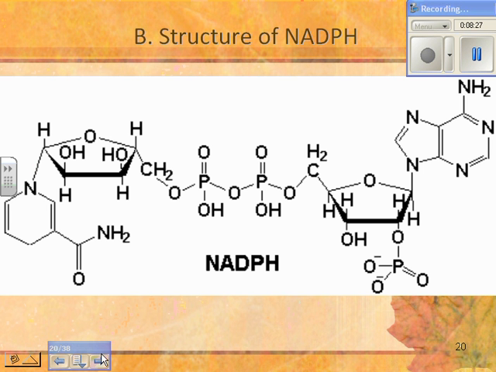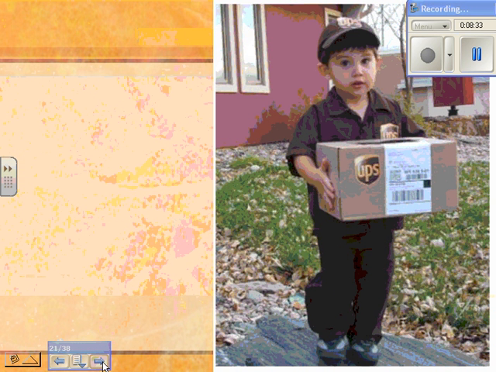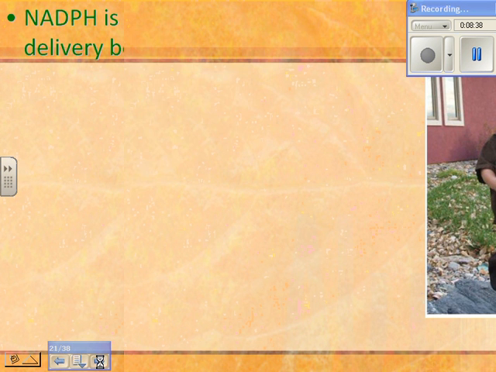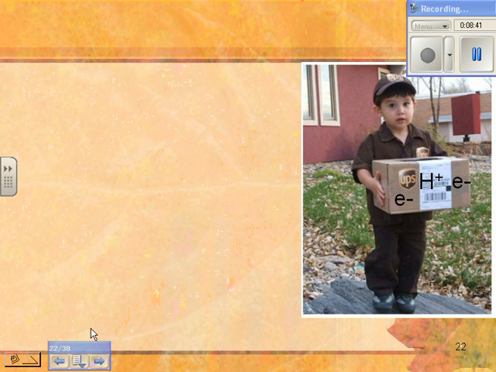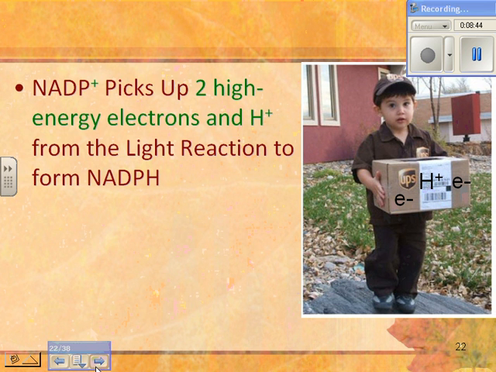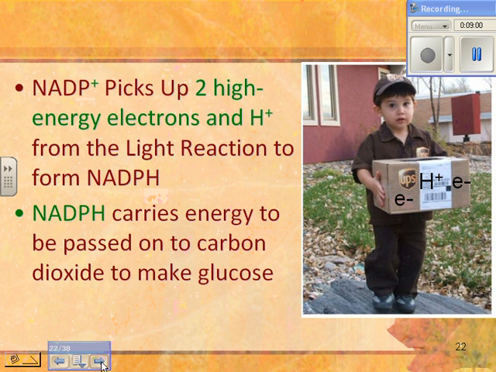Here's the structure of NADPH. It's this big molecule, and you don't need to memorize it, but I do want you to know that NADPH is a carrier molecule. It's a delivery boy. He brings stuff around. So he's got electrons and hydrogen that he's carrying around. NADP+ picks up two high-energy electrons, these things, and a hydrogen, a proton, from the light reactions to form NADPH. So that's the difference. NADP+ doesn't have these things. Now this little guy here is NADPH because he has the H and the electrons. NADPH carries energy to be passed on to carbon dioxide to make glucose.